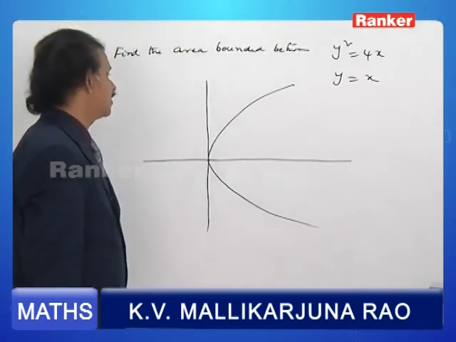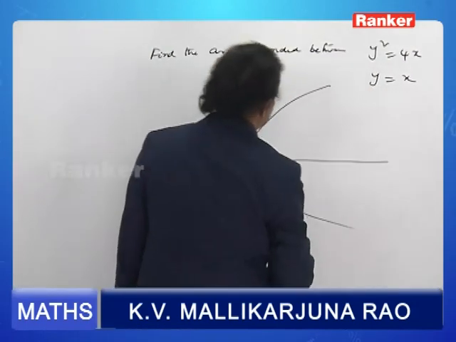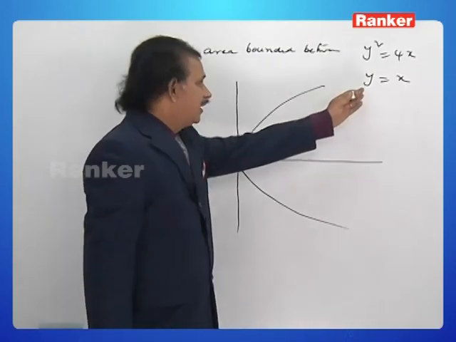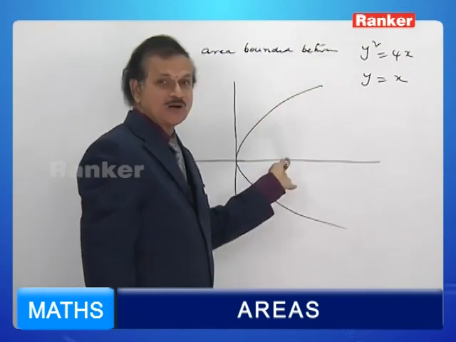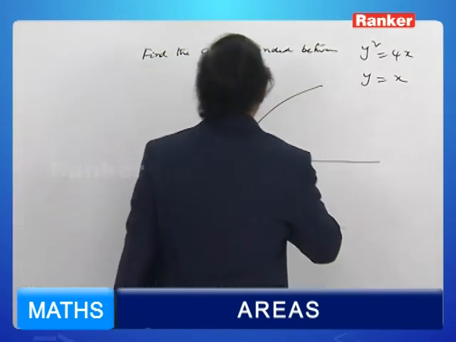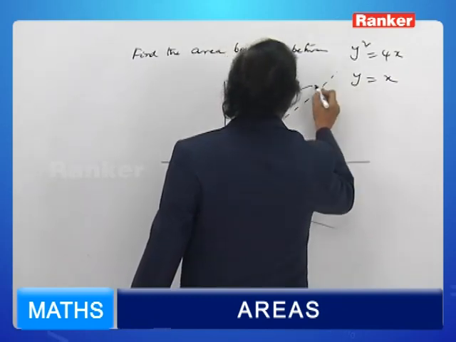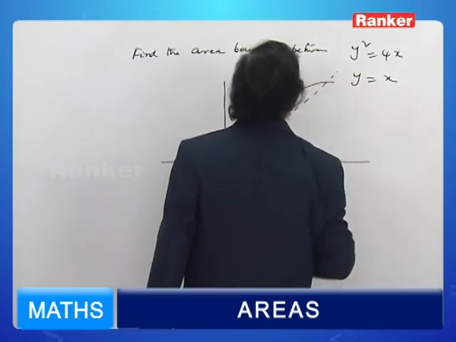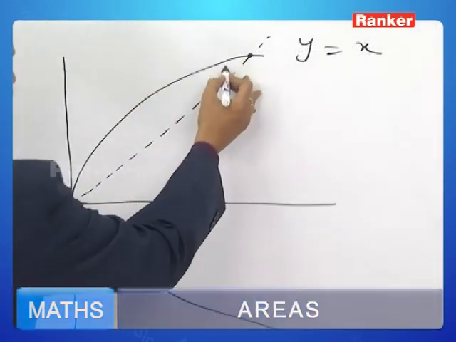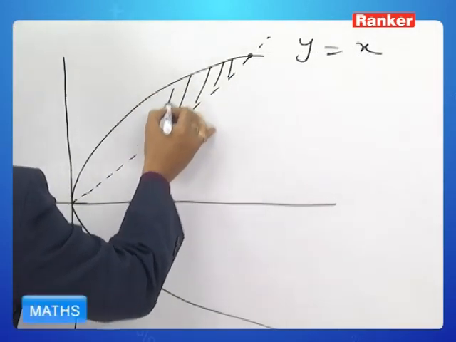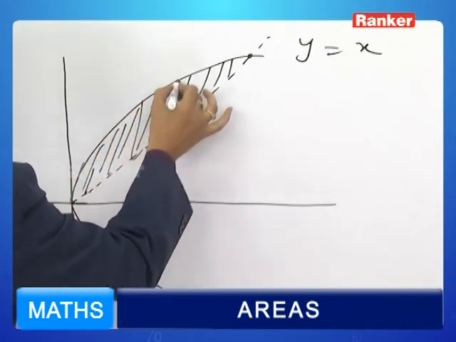Imagine that y square is equal to 4x is like this. And y is equal to x. We all know that it is the bisector of the angle between x-axis and y-axis in the first quadrant, having slope 1. Hence, the line lies like this. What is the required area actually? The area bounded between these two graphs. This is the area required.